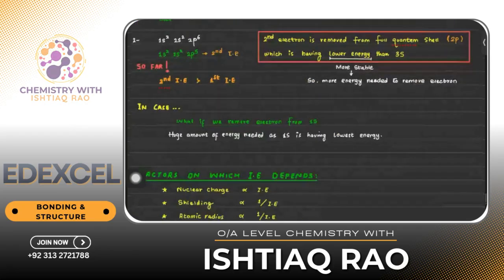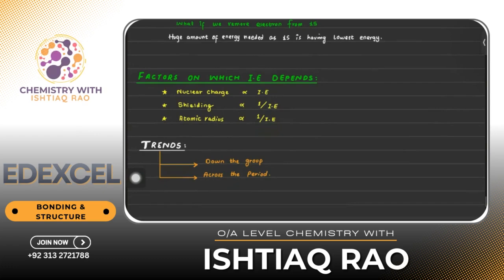These are the factors on which the ionization energy depends: nuclear charge, then shielding, then atomic radius. In short, I just wrote the relation that you must know. Nuclear charge is directly proportional, so ionization energy is higher with more of it. If there is more shielding, it means more repulsion between electrons. Electrons are going to push each other. As a result of this, the size increases. So the outer electron becomes far away from the nucleus, so ionization energy decreases. That's why they are inversely proportional.